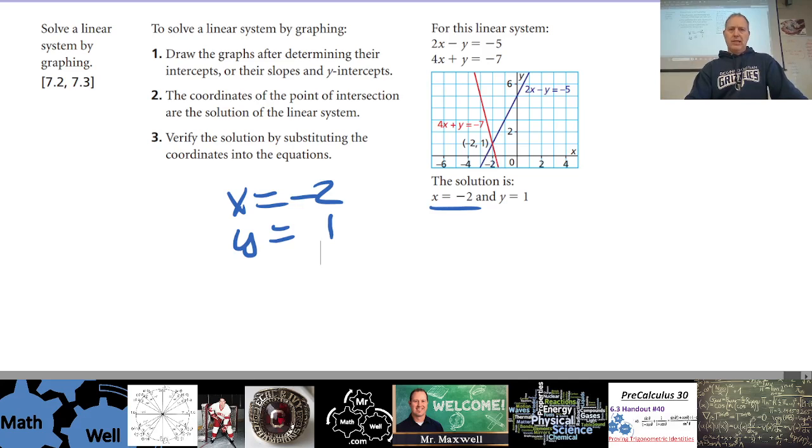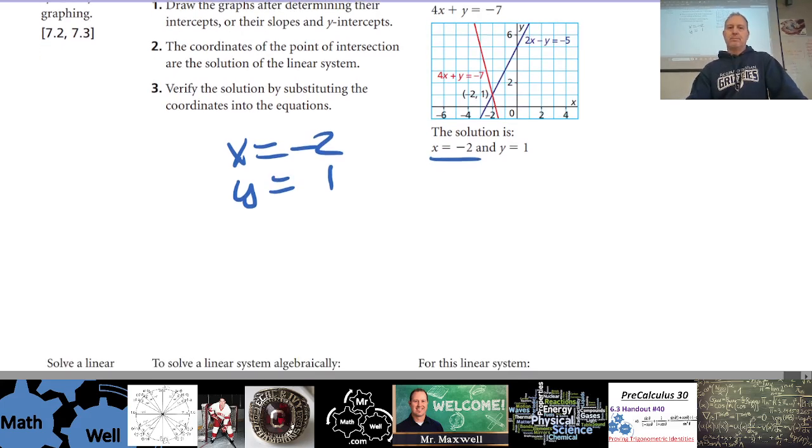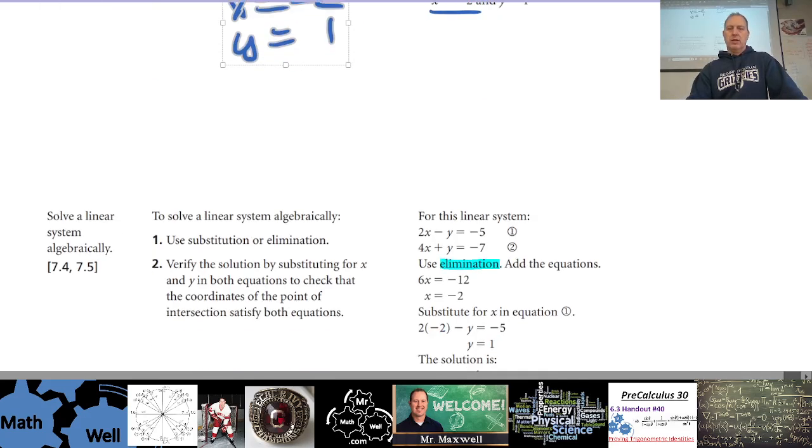The coordinates are the solution of the linear system, but you have to state which is which. Verify: you could substitute these values into both equations and check if they're true. All right, from the graph, good? Intersection point, make sure you write your solutions, including the variables.